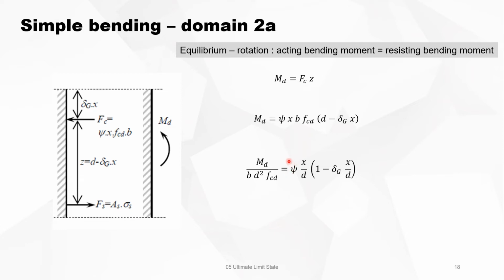Now we work it out to use the dimensionless units. So we divide by bd squared FCD, and then we arrive at this equation, which is nothing more than a rotation equilibrium around the tension reinforcement. Nothing more, nothing less. This equation here is identical to this equation. But this equation depends on the sizes of the section. This is a universal equation because it's with dimensionless variables, so it's applicable to all rectangular sections.